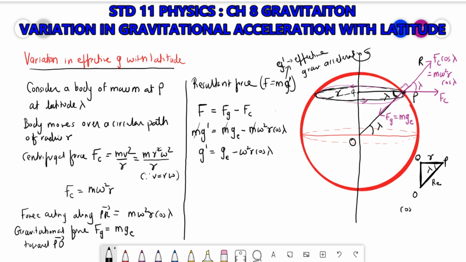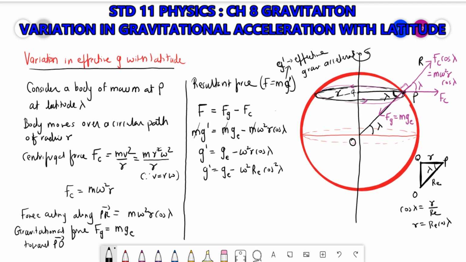So what will be cos lambda? That will be adjacent upon hypotenuse. So R is equal to RE cos lambda. So this will be equal to GE minus omega square. Instead of R, I can write down RE cos lambda into cos lambda, cos square lambda. This is the effective acceleration.